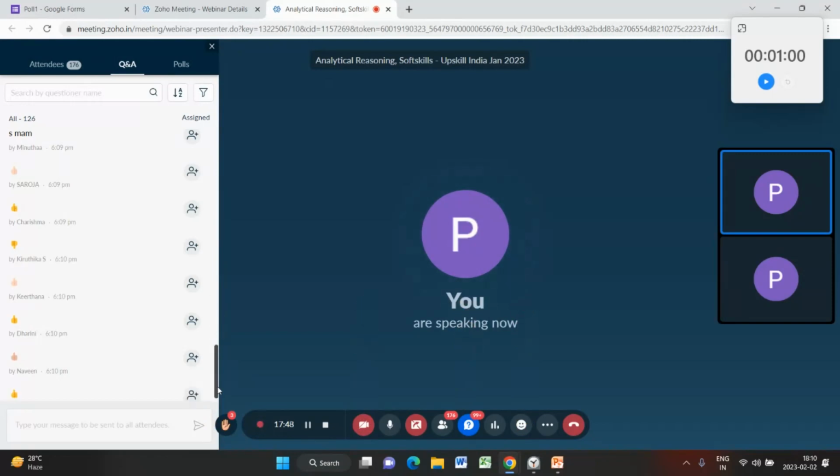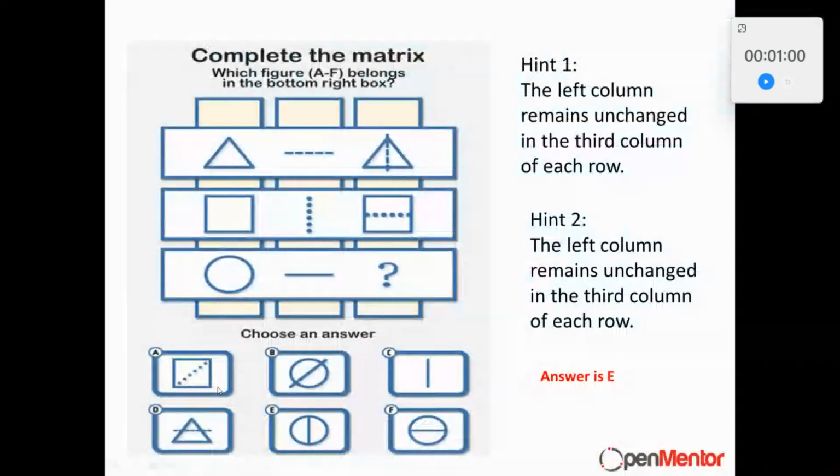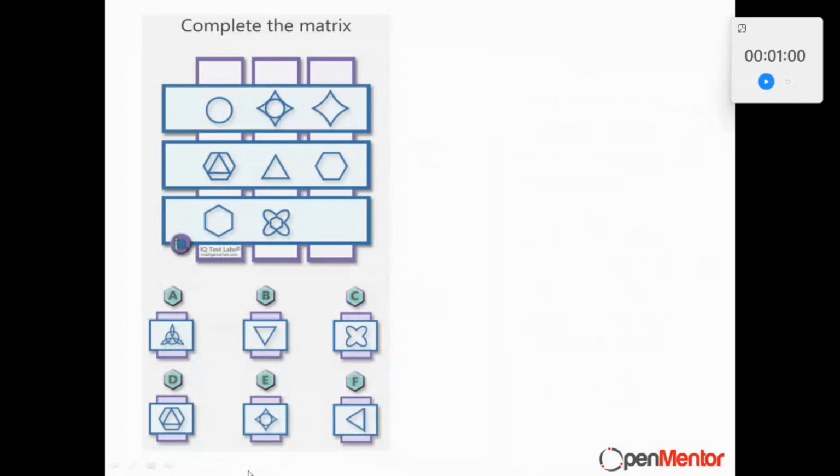Now we will go to the second problem. Another matrix. I will give you one hint for this. There is a circle here. There is another pattern here, and one of the three I am trying to link. One of the three is a combination of the other two. This particular one is a combination of these two.